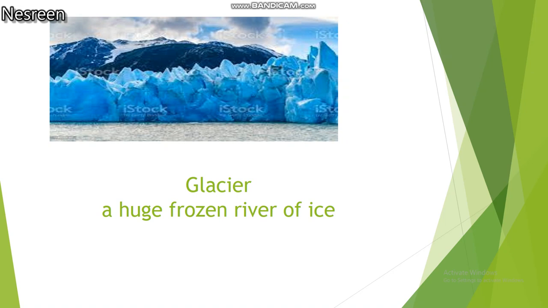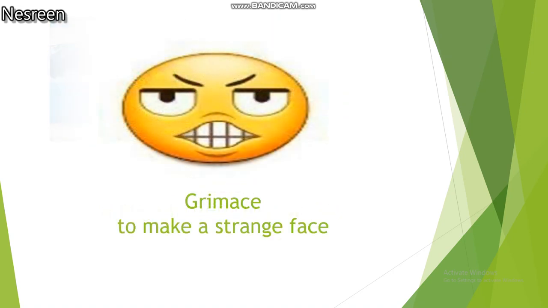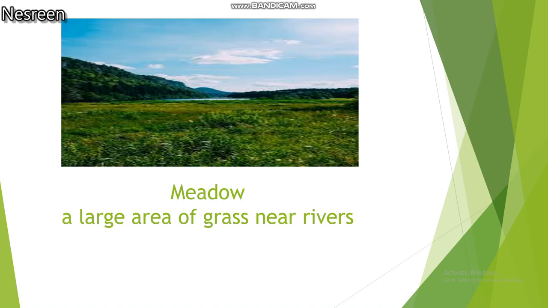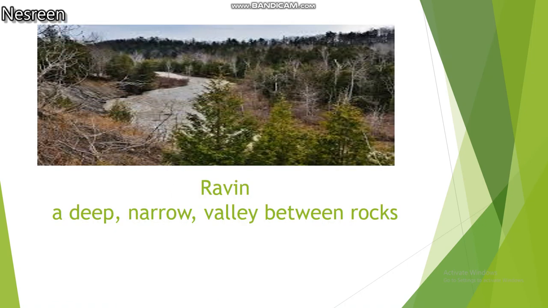Glacier. Glacier means a huge frozen river of ice. Grimace. Grimace means to make a strange face. Meadow. Meadow means a large area of grass near rivers. Ravine. Ravine means a deep narrow valley between rocks.